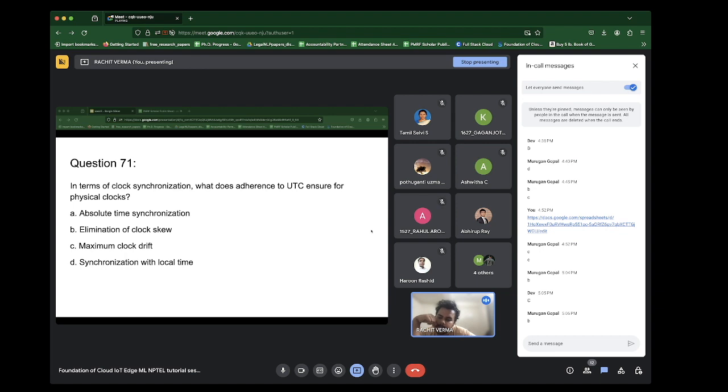So in terms of clock synchronization, what does adherence to UTC ensure for physical clocks? Is it A, absolute time synchronization, B, elimination of clock skew, C, maximum clock drift, or D, synchronization with local time?